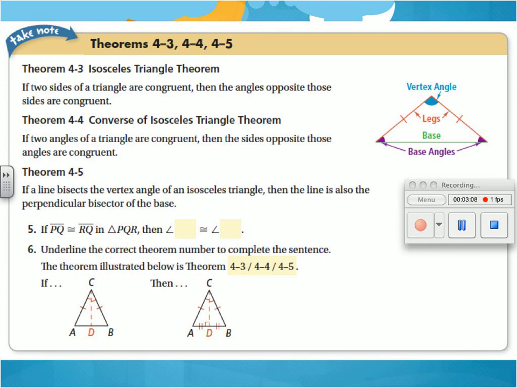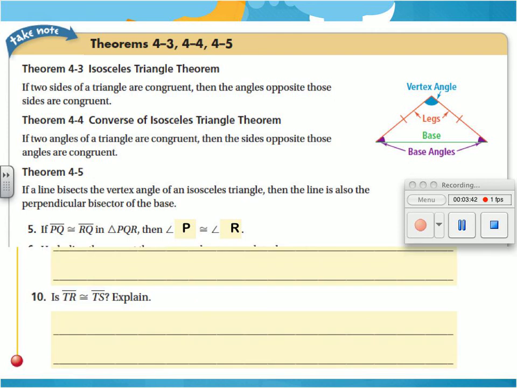Continue on. So if PQ is congruent to RQ in triangle PQR, that means my vertex angle is angle Q, then angle P is congruent to angle R, and angle Q is the vertex angle. Now we're going to underline the correct theorem number to complete the sentence. If CD is a perpendicular bisector, then AD is congruent to DB, and that is theorem 4.5.